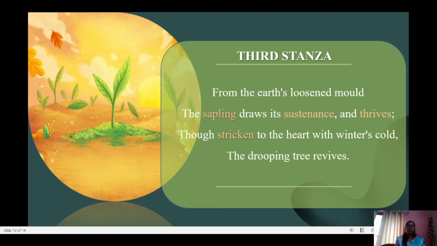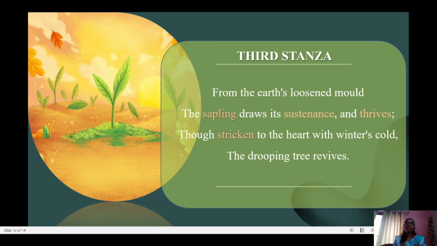Now you have those baby trees, what the poet has called saplings over here. So when the soil is soft and nice, the baby trees or the saplings can finally draw their nutrients, the good stuff from the ground that would help them grow. That is what the meaning of this word sustenance is, nutrients.